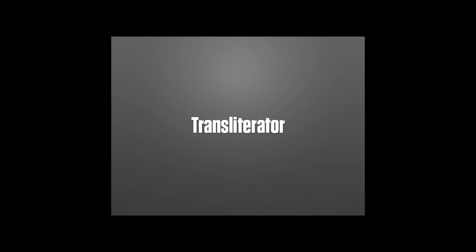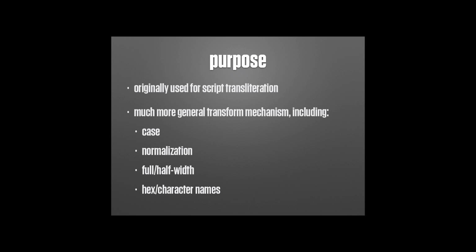Transliterator is a thing that you can use to do script transliteration, which is converting or representing characters from one script in another in a way that sounds the same, basically. You run into it all the time when you transcribe foreign names, for example, into English or vice versa. Originally it was used just for script transliteration, but it actually is a much more general transform mechanism that is very customizable, and you can do things like case mappings, normalization. If you're familiar with Unicode, you know what normalization is.